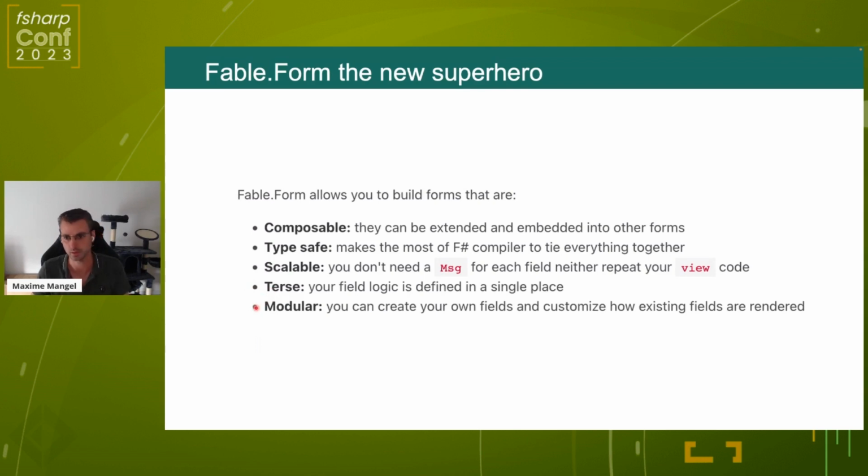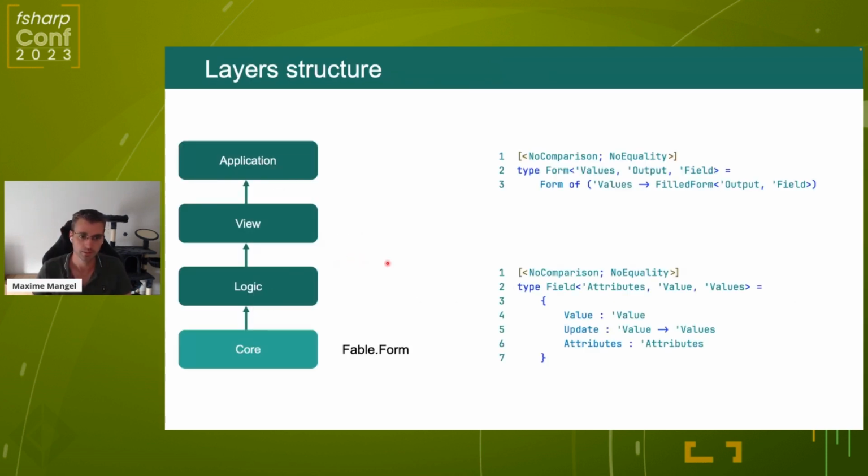And modular, we are now going to have a quick tour on how Fable.Form works, because in a 30-minute talk, I can't show you how it works using the code. So I'm just using schema now to explain how it's used and why it is modular, and you can use it to fulfill your specific needs. Fable.Form uses a layer structure. It uses three layers, which are the core, the logic, and view, and on top of it, you have your application, which is the code that you are responsible for.